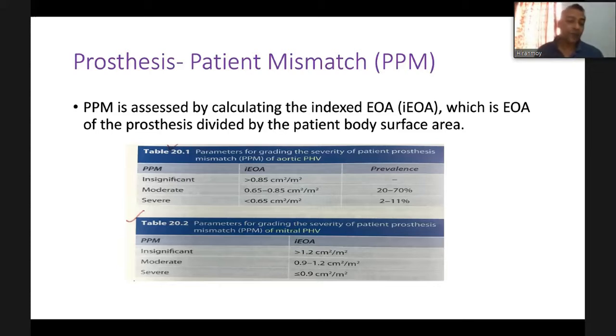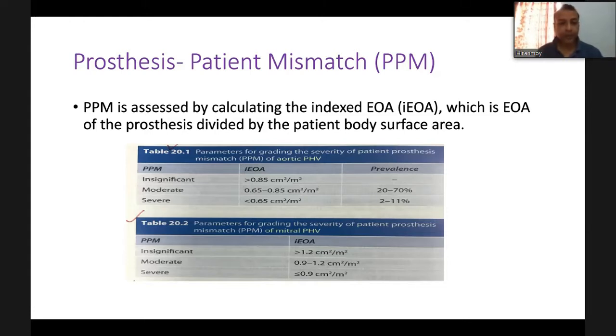Now, patient prosthetic mismatch. If you implant a prosthetic, there are various sizes of prosthetic because every patient's body size is not the same. Our weight and height vary from patient to patient. So if you put a smaller valve in a big patient, then definitely patient prosthetic mismatch occurs and it will give you a stenotic valve. The valve is normal, everything is normal, but the patient will experience symptoms of a stenotic valve because you are putting a smaller size into a bigger patient. This is called patient prosthetic mismatch.